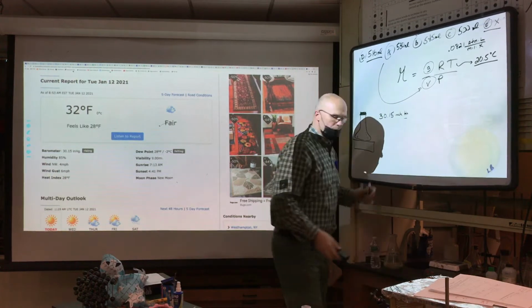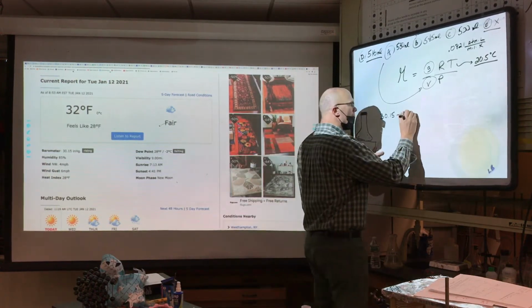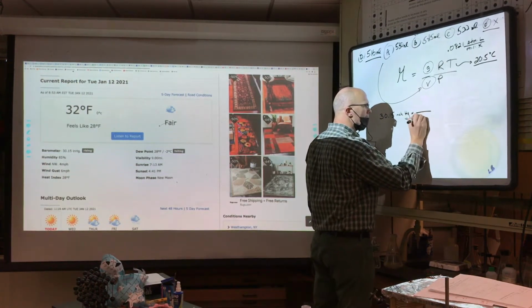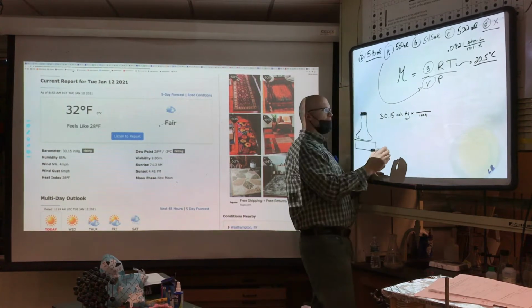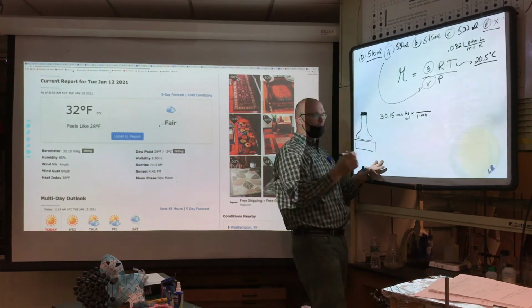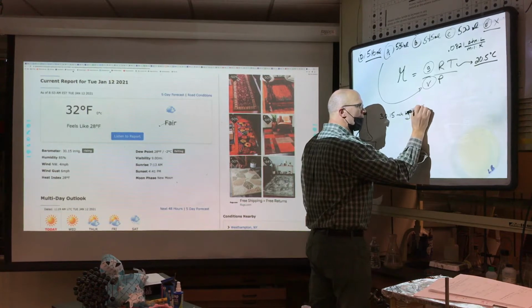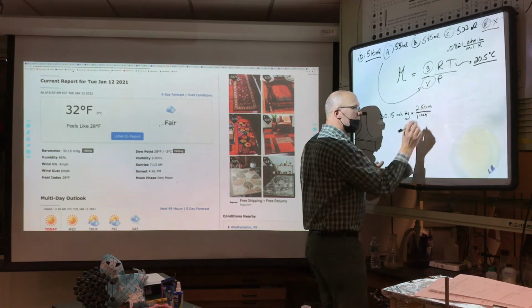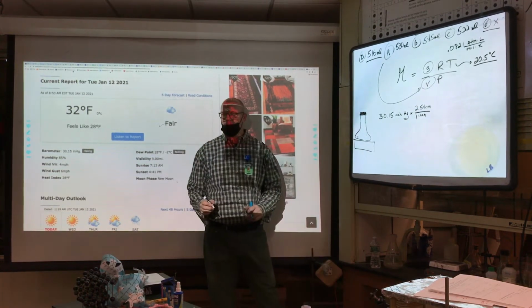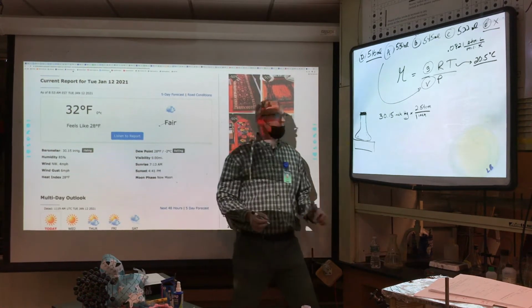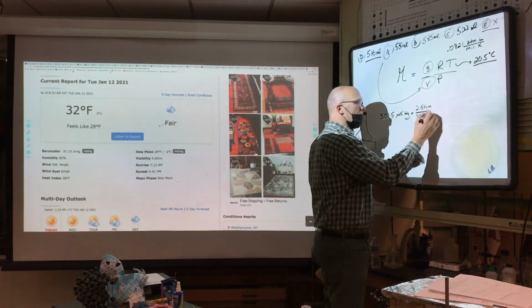Take my inches of mercury, get rid of an inch. We're going to use our units here. For every 1 inch, if you don't know this, you could look it up, there's 2.54 centimeters. Well, we want to convert this to millimeters. Well, I'll just do this first. You can combine it.